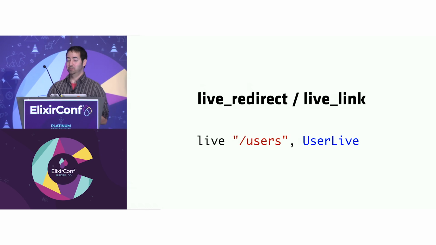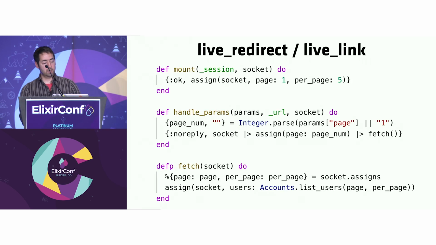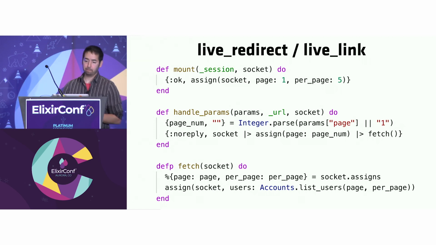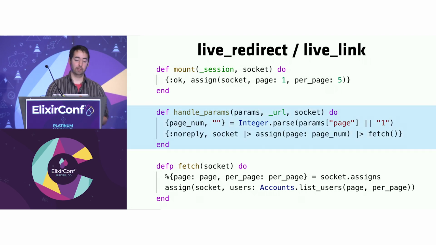So instead of get to users, I can say live at this path, and I can route directly to the live view. And then in my live view, we have a new callback called handle params. So it's mount like you were expecting. If we want to, let's say, just add pagination with a good UI that's not infinite scrolling, it's just next page, next page, we add a handle params callback.